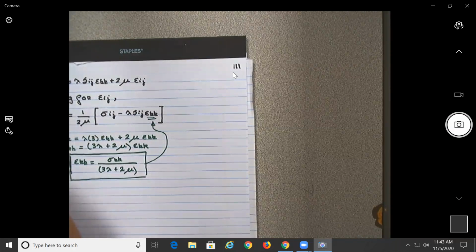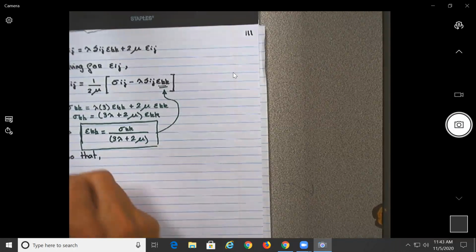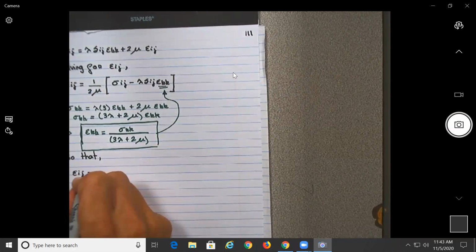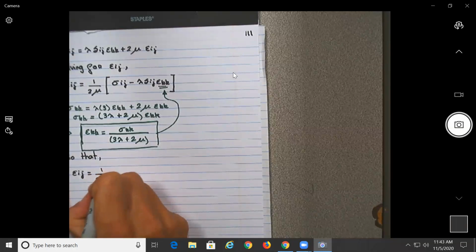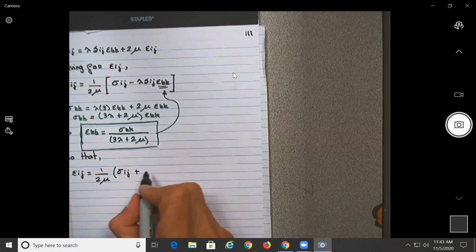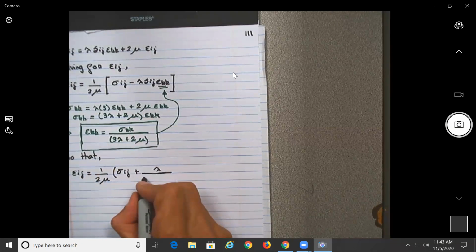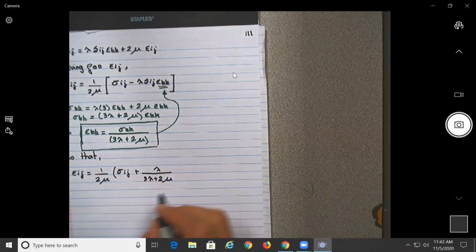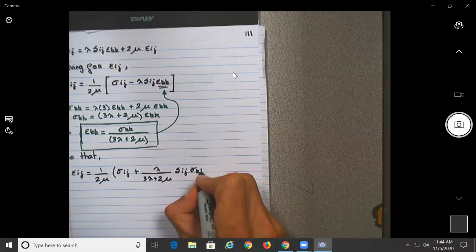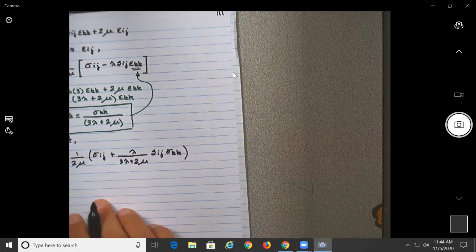And we can take this equation here and we put it over here, okay? So that we're gonna have epsilon ij will be equal to 1 over 2 mu sigma ij plus lambda divided by 3 lambda plus 2 mu delta ij sigma kk. We can't see. Oh, sorry for that.